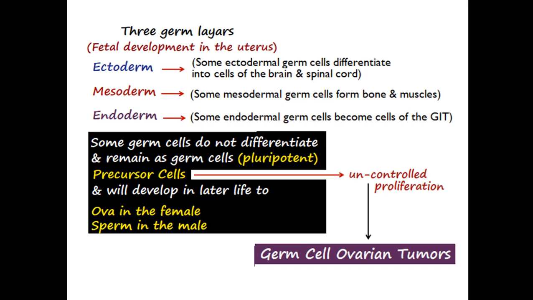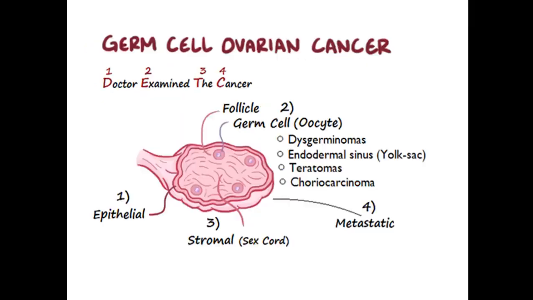Now what happens in germ cell tumors? These precursor cells continue to proliferate and divide uncontrollably, or we can say neoplastically, and they will give rise to the germ cell ovarian tumors.